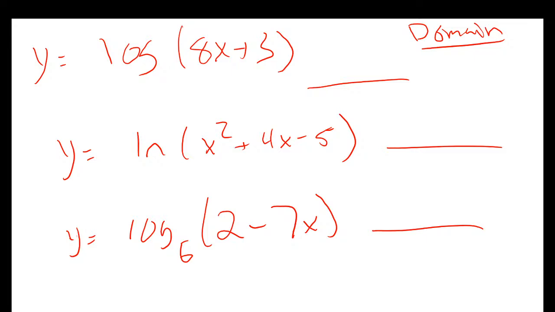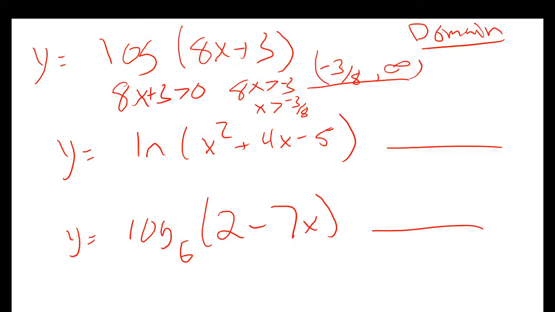So how do we do this? We set 8x plus 3 greater than 0. We're going to get 8x is greater than negative 3. X is greater than negative 3/8. So it is negative 3/8 to infinity.